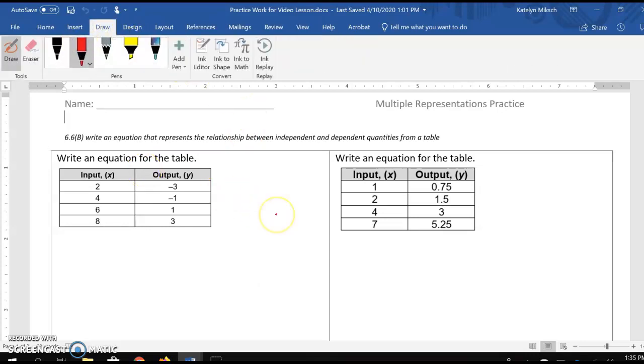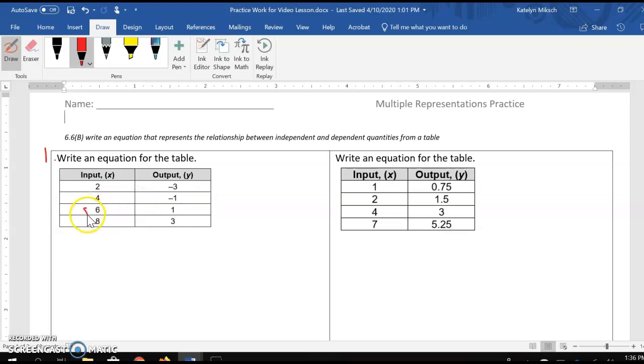So if we look at these input-output tables, this first one, we'll call this number 1. We have 2, and then we end up with -3. And then we have 4, we end up with -1. So we have our input and our output, and from our input to the output, our numbers are decreasing. The value's going down. We're starting with 6 and ending up with 1, starting with 8, ending up with 3. So we should know we're either subtracting something each time or we're dividing by something.